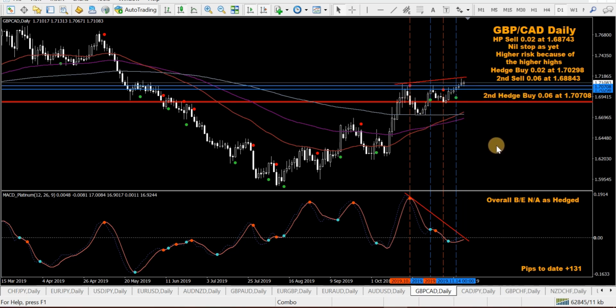Another one's a little bit messy. What have I got? I'm hedged at the moment. I've got sell, buy, bigger buy. You can read my notes. Sell, hedge, buy, second sell, second hedge, buy. Not sure what I'm going to do here. I'm just going to wait and see what the MACD Platinum does and where we go from there.